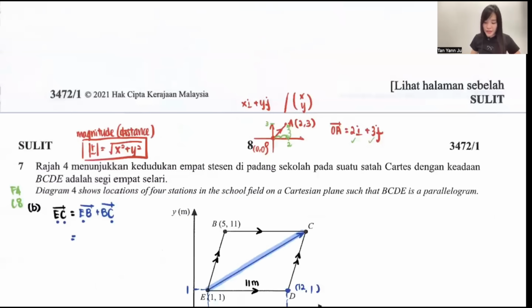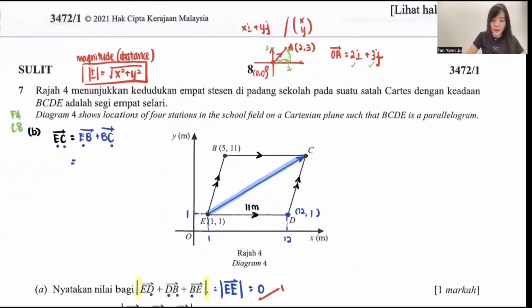With this understanding, don't tell me, teacher, I don't have the EB vector. You can find it yourself. This coordinate is 5, and this is 11. If I ask you, E to B, what is the vector? You can count manually. To go to 5, I walk right 4 steps, so it's 4i.